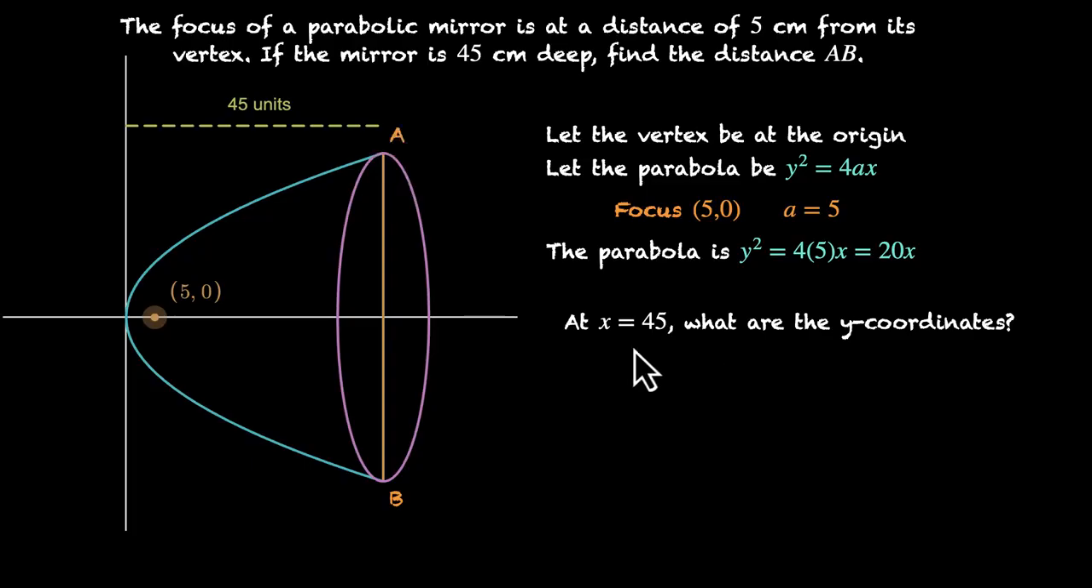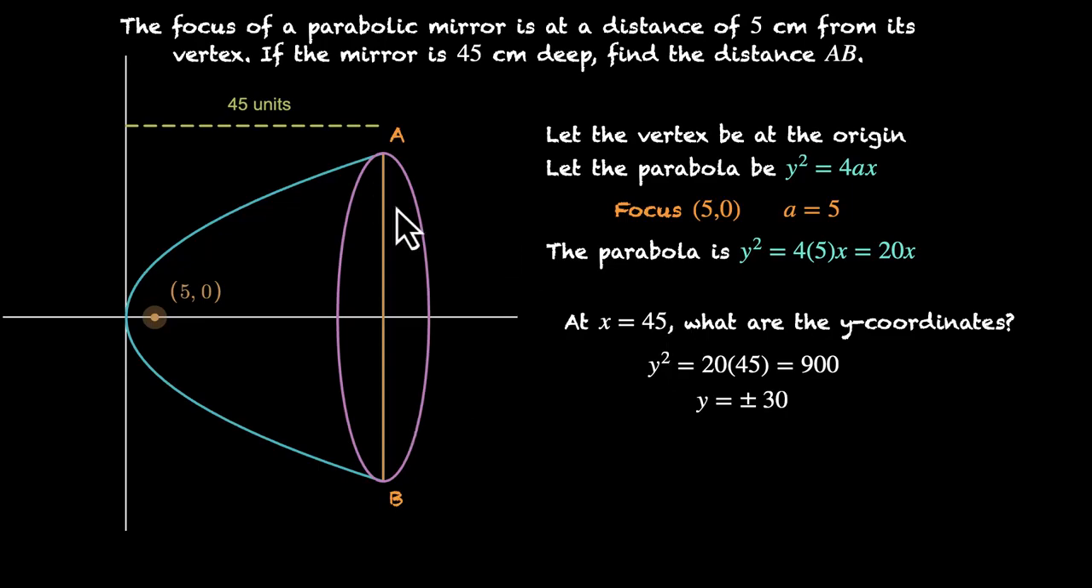We can plug in x = 45 in the equation. Let's do that. y² = 20x, x here is 45. So 20 times 45, that's going to be 2 times 45, that's 90 times 10, that's 900. So y² is 900. We can take the square root. y is plus minus 30, which means the point A is at (45, 30) and the point B is at (45, -30).